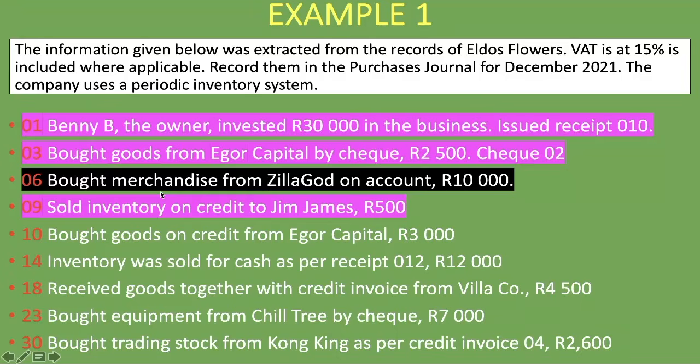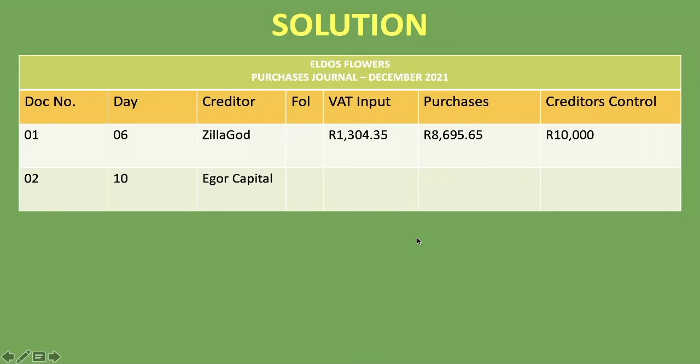And then we go back and see the name of the creditor is Ego Capital, so we're going to put that as the name, and the amount is 3,000 rand, which we'll put under the creditors control column. So we'll put creditor Ego Capital, and under the creditors control column 3,000 rand.